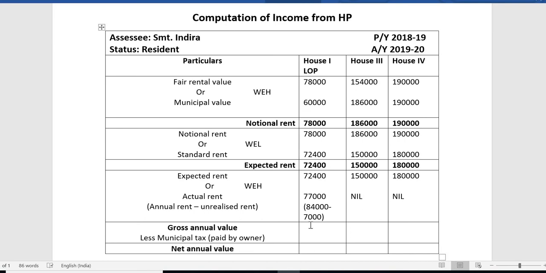Now find out the gross annual value. Okay, so whichever is less in this, that becomes the gross annual value. So the lesser value in this is 72,400.